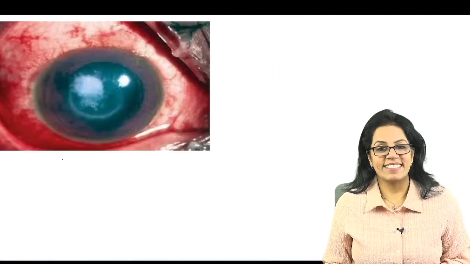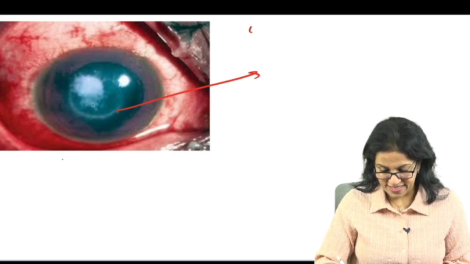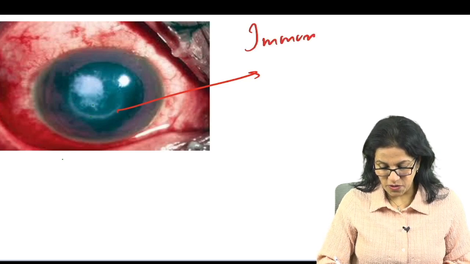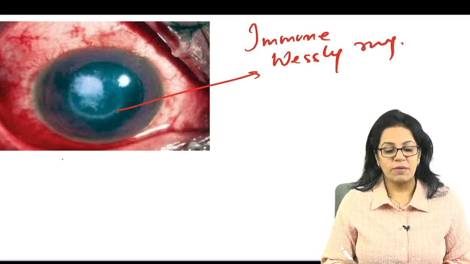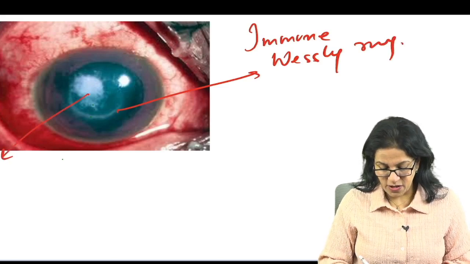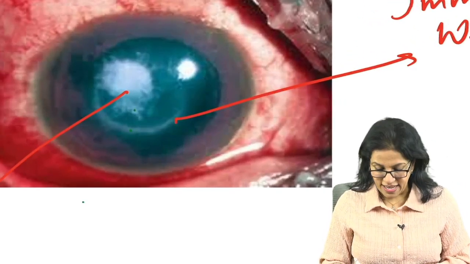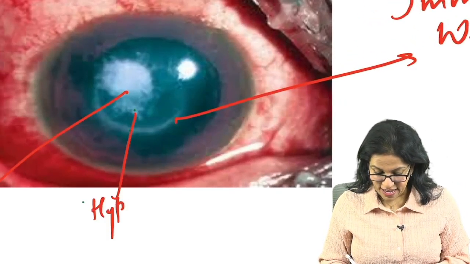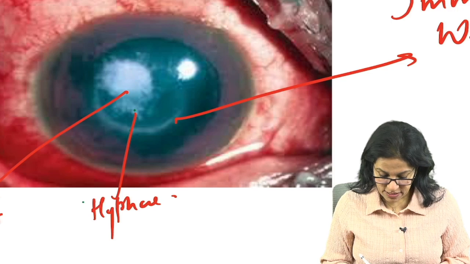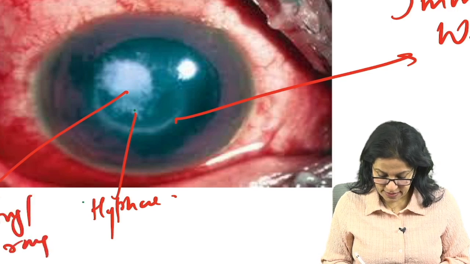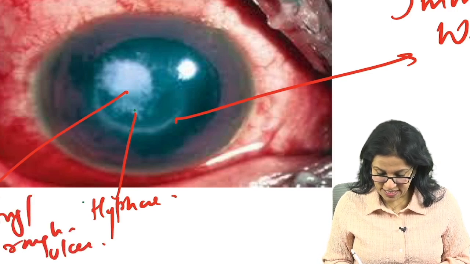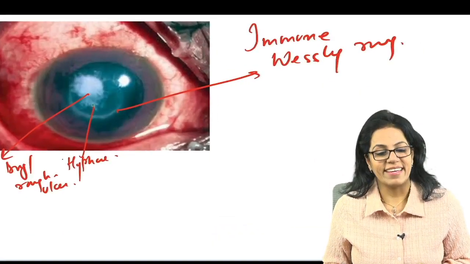Which one is this? This is the Immune Wesley ring. Okay, this is also important for the exam. Immune Wesley ring, mainly typical of, what do you see here? This is your fungal keratitis. I can see this dry rough ulcer. I can see the hyphae, and this fungal keratitis is a dry rough ulcer. Right? So what is this? These are Immune Wesley rings.